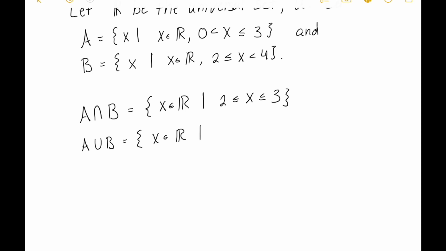The union is, again, we take everything from both sets. So the union is going to go from 0 to 4, and since we don't include 0 or 4 in the original sets A and B, we're not going to include them here. So 0 is strictly less than x is strictly less than 4.